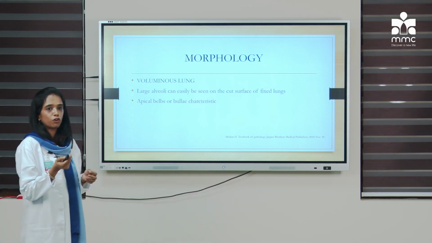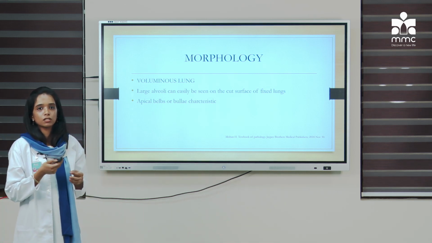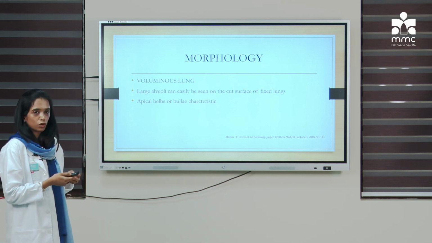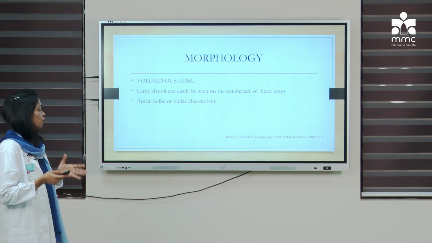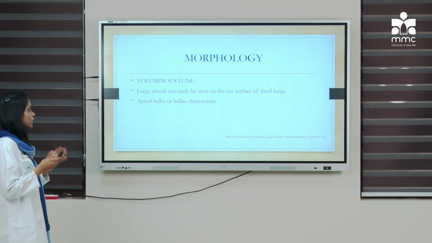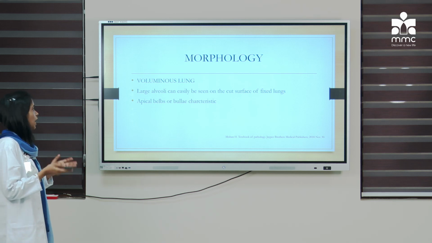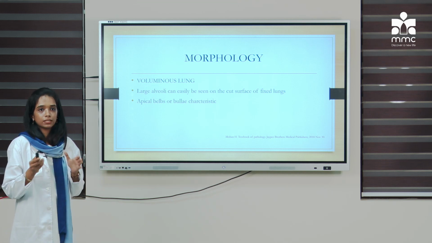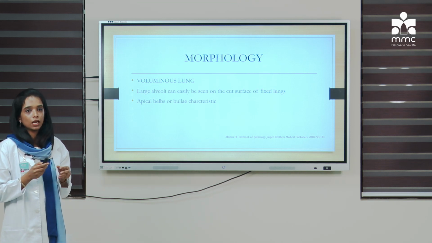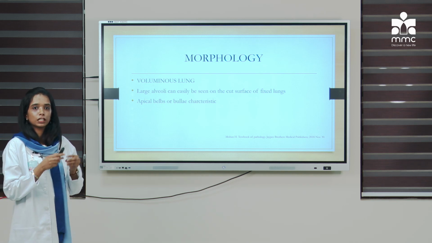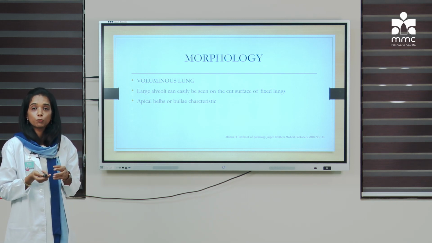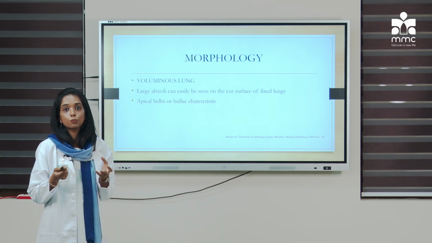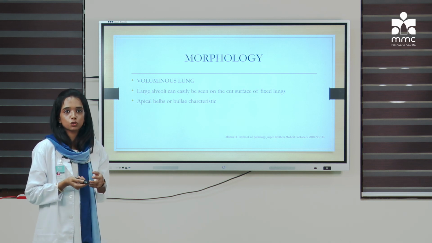Coming to the morphological part, in pathology we are very concerned about morphology, the gross as well as the microscopic findings. In a gross specimen you have a voluminous lung, and in a cut section large alveoli can be easily seen on fixed tissue. There are also apical blebs or bullae, characteristic of the paraseptal or irregular type of emphysema. The bullae are thinned out lung. These are important because once they rupture, they can produce a spontaneous pneumothorax, which is one of the complications of emphysema.